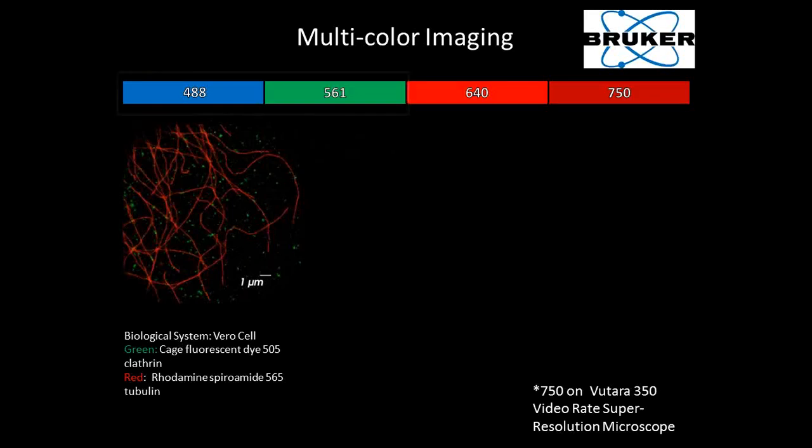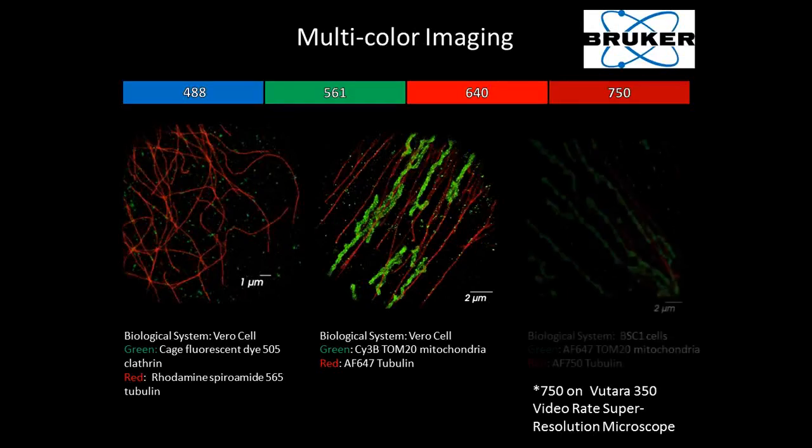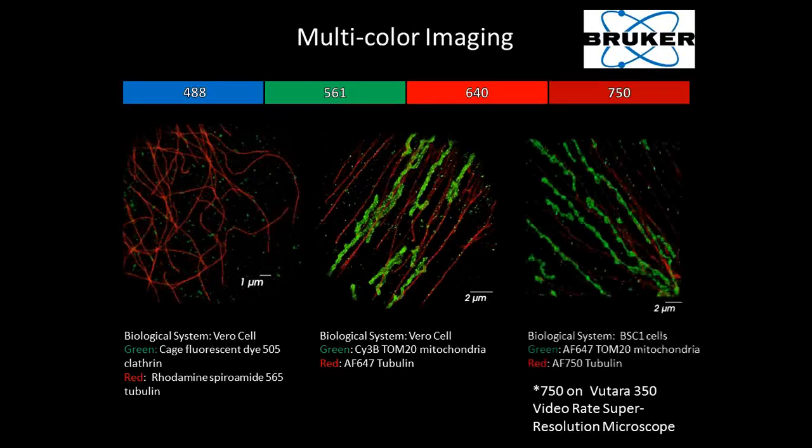So the usual combinations are 488, 561, and the 2 common dyes that I usually use are 647 and then Cy3B. We also recently started using the 750 laser, so now you can do up to 4 colors sequentially. For the most part, we figured out that there are a couple of different types of buffer recipes that work well with all the different fluorophores out there, and you should be able to optimize and tweak them a little bit and get really good images out of them.